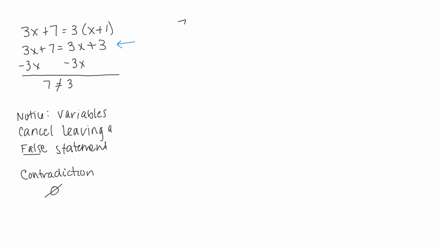So next up, let's say we have 7x plus 9 equals 9 times x plus 1 minus 2x. Okay, so the first thing I want to do is distribute to get rid of parentheses. So I get 7x plus 9 equals, well, 9 times x is 9x. 9 times 1 is 9. And then don't forget your minus 2x.